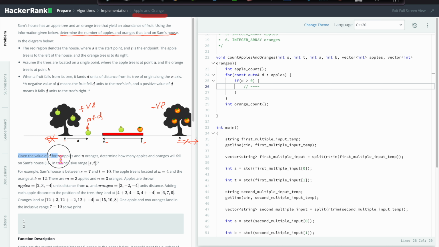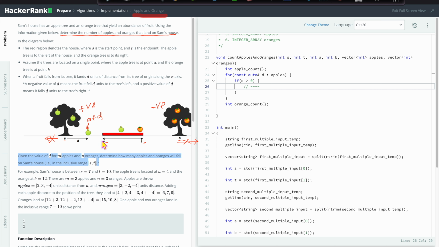Here it is written, given the value of d for m apples and n oranges, determine how many apples and oranges will fall on Sam's house, that is, in the inclusive range s comma t. Okay, inclusive range means that s and t need to be considered.